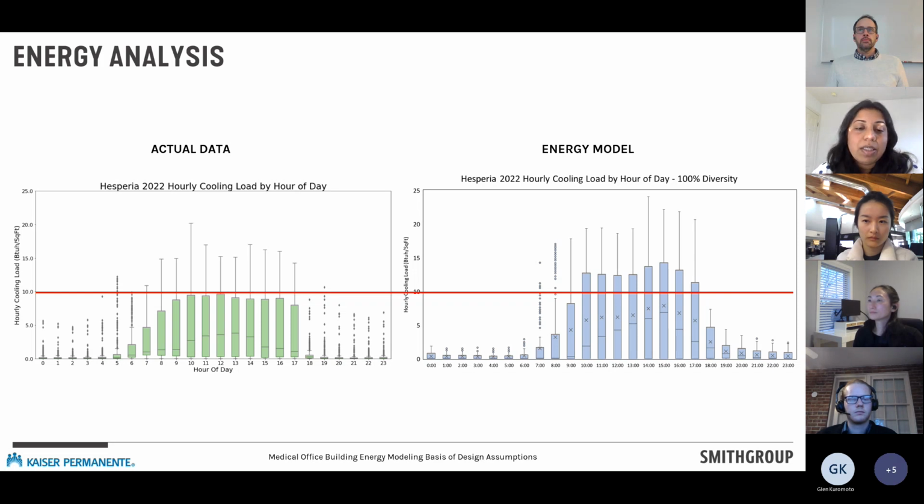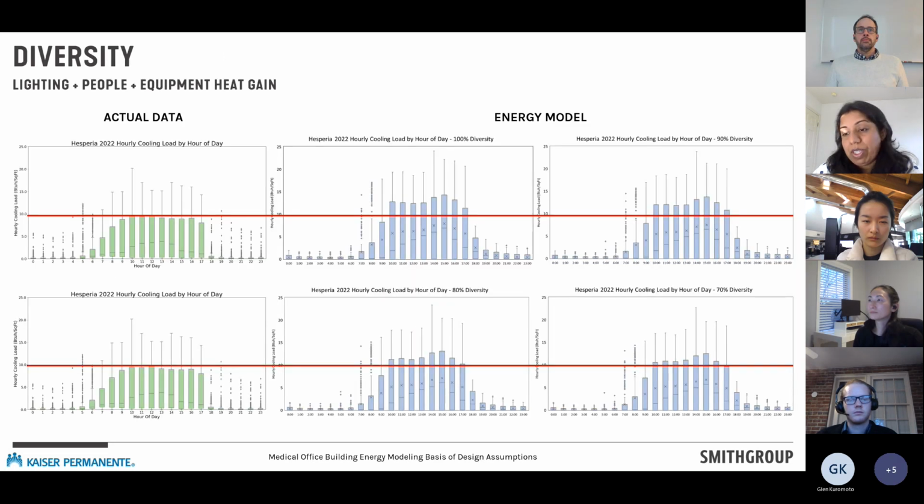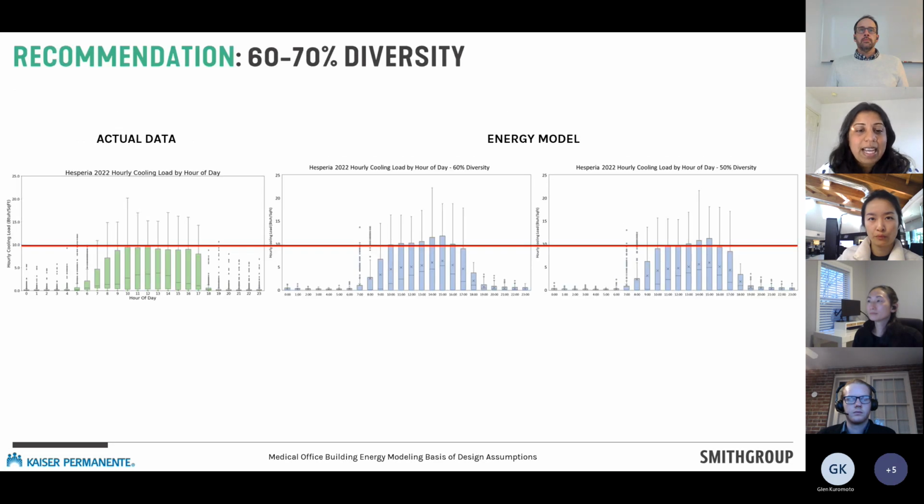Hence, we started to look at diversity. We applied diversity for lighting, people, and equipment in 10% increments from 100% to 50%. Again, green is all the actual data and blue is the energy model data. You start looking at the line here. The 100% is slightly over the line, 90% is starting to come down, then 80%, 70%. Moving on to the next slide, the 60% and finally the 50% align very closely with the BMS data, how the building is operating.